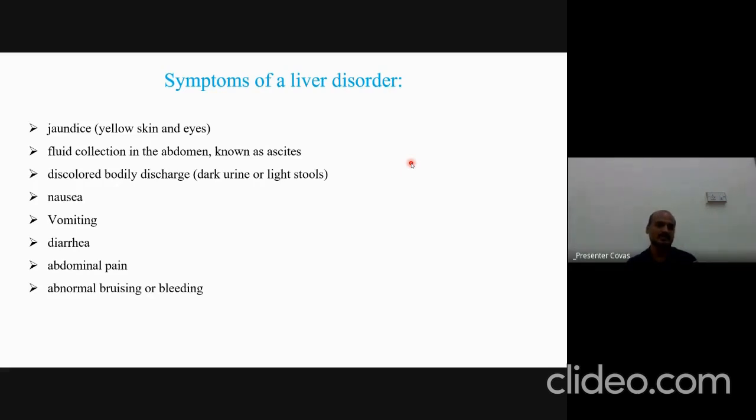Next, the animal may experience nausea, vomiting, diarrhea, abdominal pain, abdominal bruising or bleeding. These are also the symptoms of liver disorder. Why will an animal show bleeding? Because most of the proteins present in our body are synthesized in the hepatocyte, in the liver.